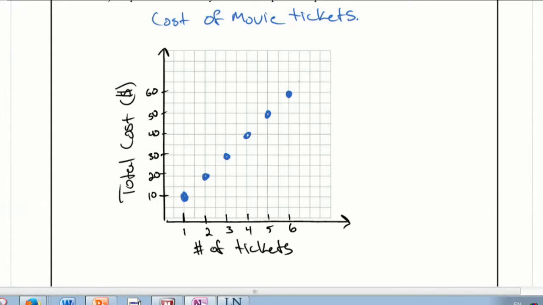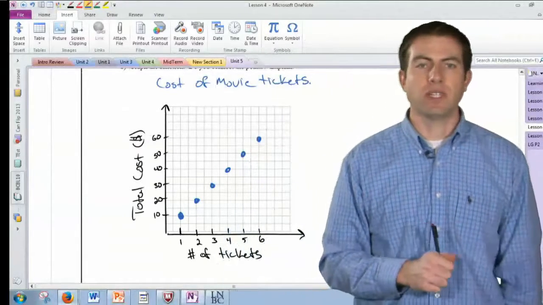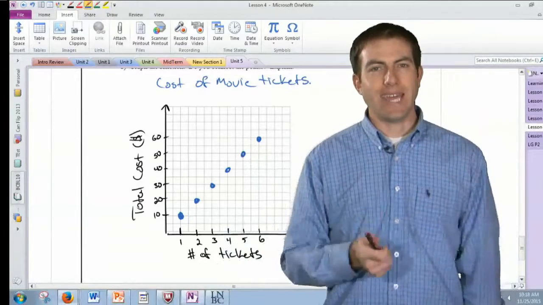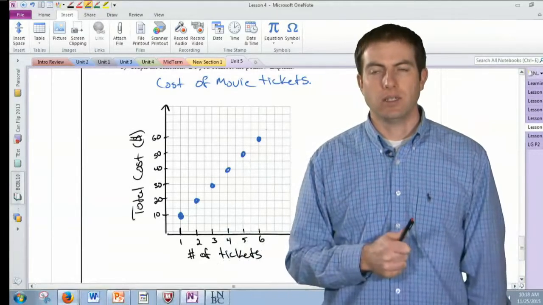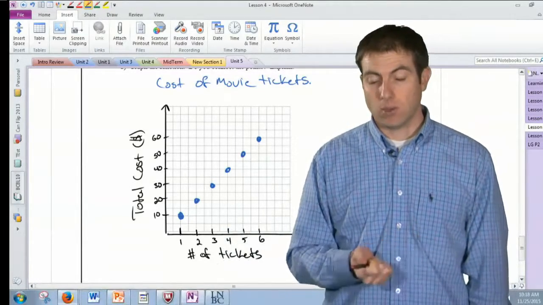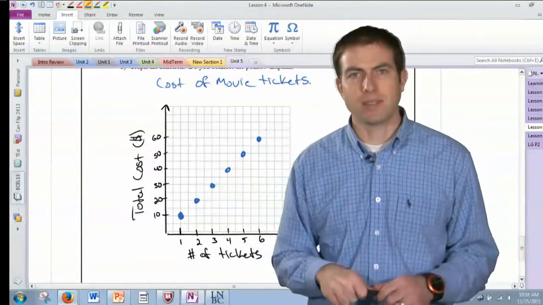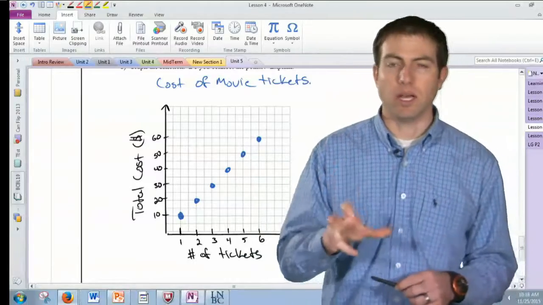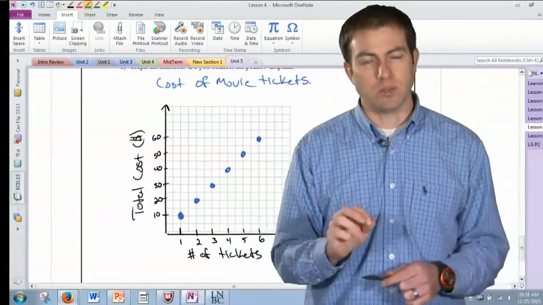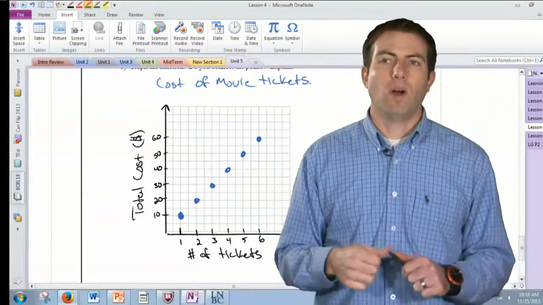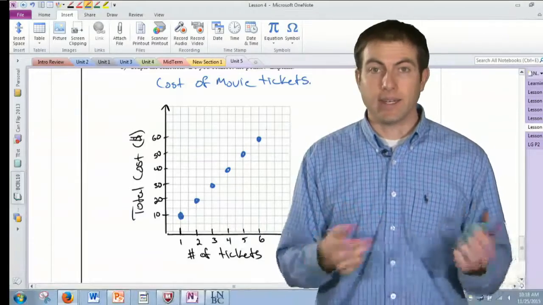Now this is the million-dollar question. This is the question of the day. Do I connect my points with a line? Yes or no? The question actually asks you to explain, so I will explain it. But what do you guys think? Am I going to connect those points with a line? What does it mean when I connect points with a line? Why would or wouldn't I connect the points with a line?